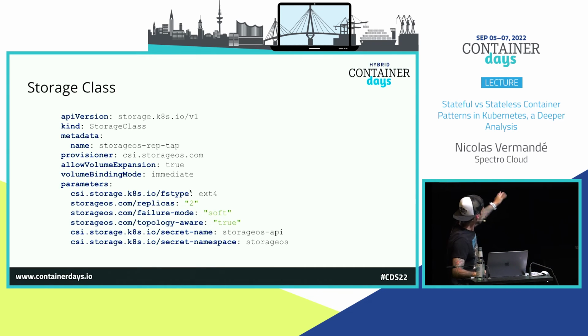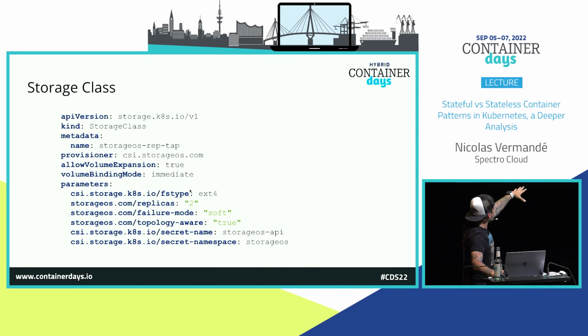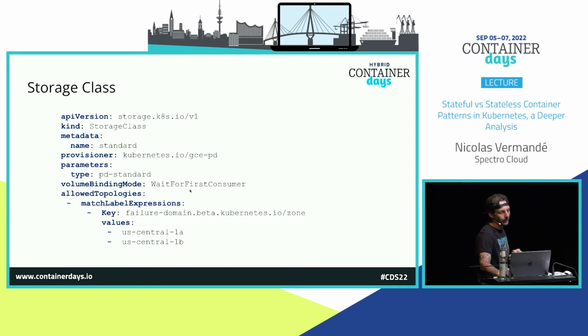I give you an option here with Storage OS, where you can basically, for the whole storage class, define the file system, the number of replicas for your volumes, these kinds of things. And then it will be applied to every PVC and PV that are part of the storage class. It's like a template, right?